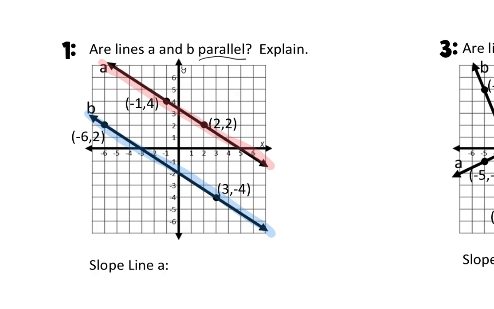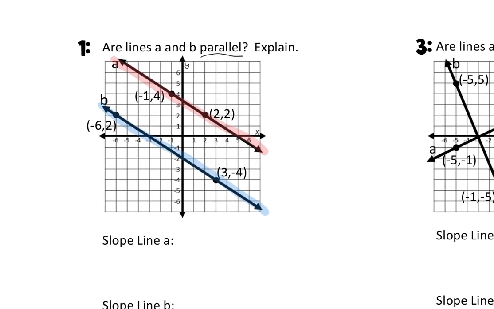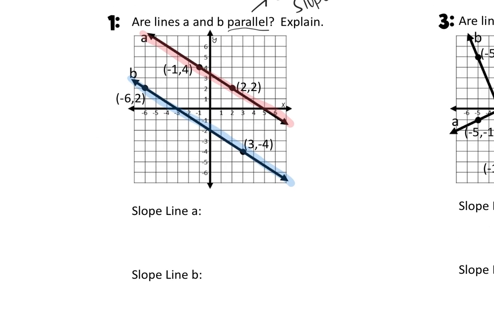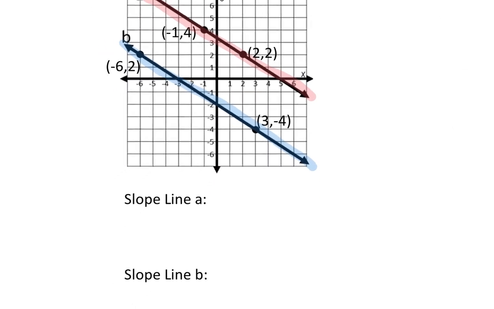And we also labeled what the ordered pair is for each point to make it easier on you guys. Well, if I know that two lines are parallel, remember, that means they have the same slopes. So if they have the same slope, we can say they're parallel. But we need to figure out the slope of each line first.